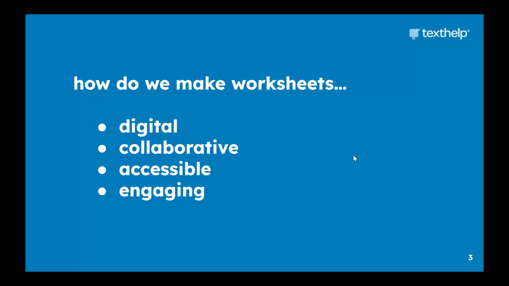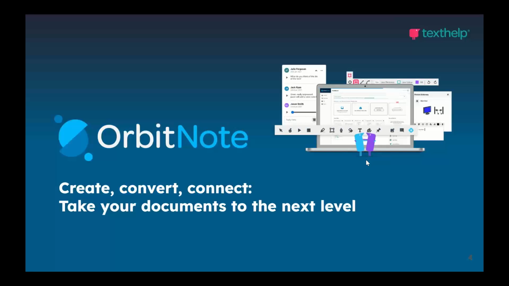Those are the four main things that I like to come back to when I think about the different strengths that Orbit Note has, and the ways that it can really transform, as Eric talked about, those processes that we maybe used to rely on or even still rely on, and really take things beyond those processes to serve these four core purposes when it comes to why we use worksheets. And Orbit Note really accomplishes all four of those things. It allows teachers and students and users to create, convert, and connect, really taking their documents to the next level.